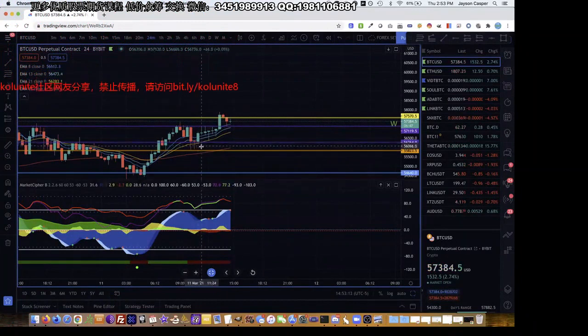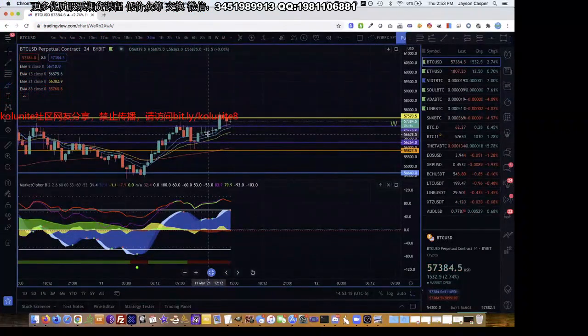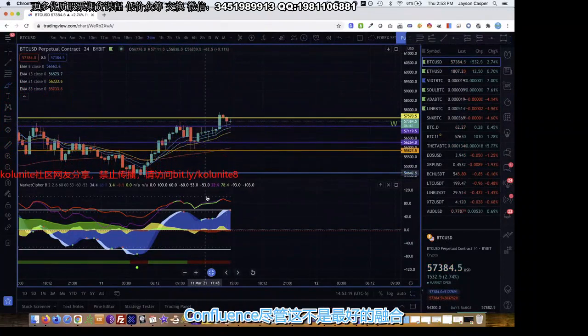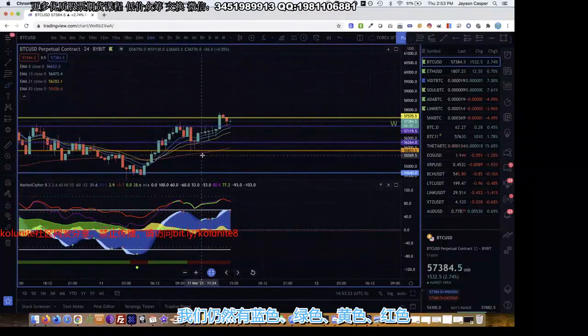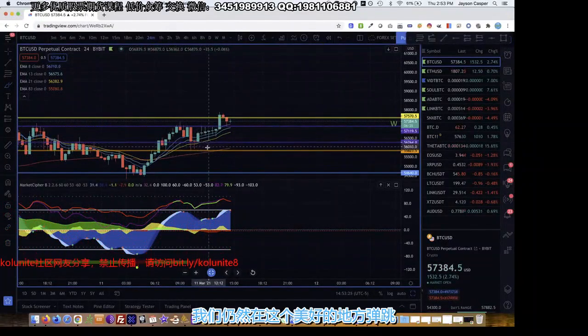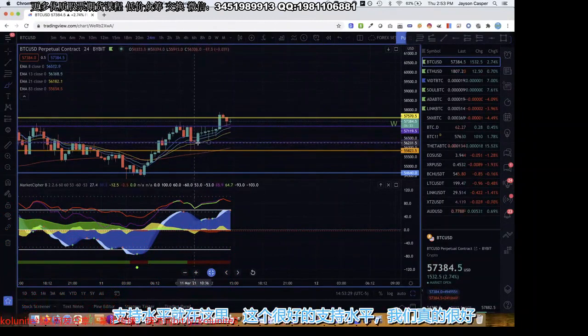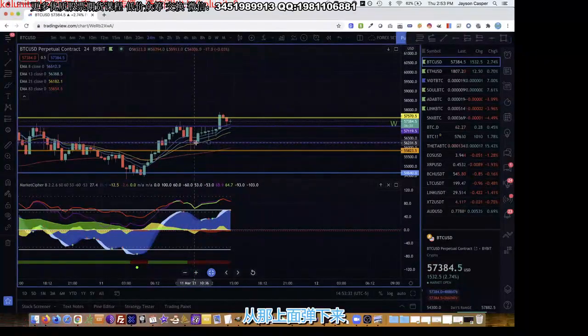So, it didn't turn out the way I wanted, but it eventually turned out the way I wanted, and I had some really nice confluence. Even though it wasn't the best of confluence, we still had blue, green, yellow, red. We still were bouncing off of this nice support level right here, this nice support level. We got a really nice bounce off of that.